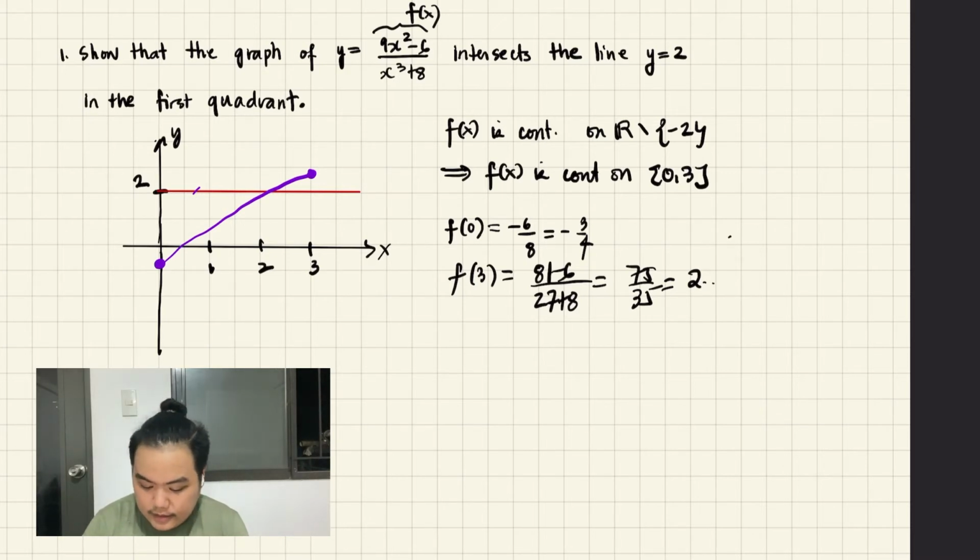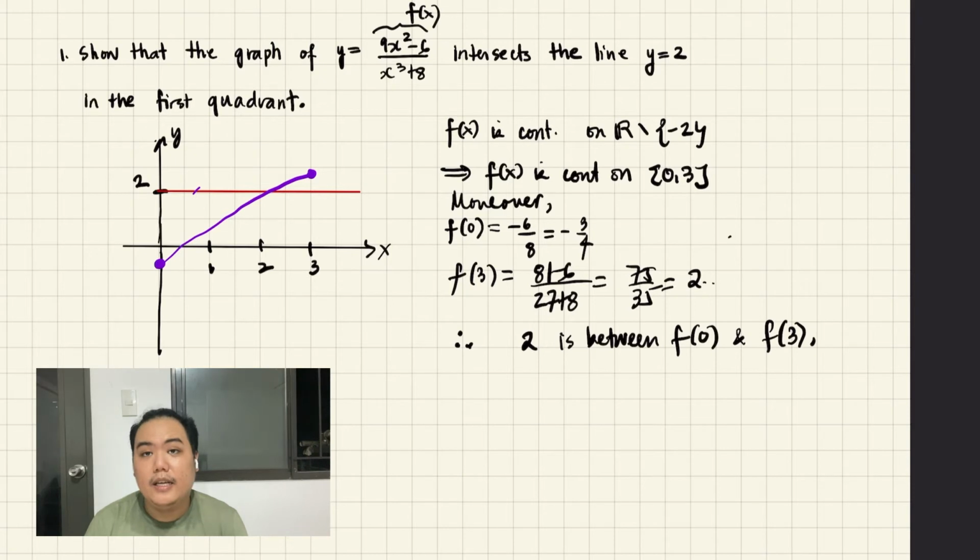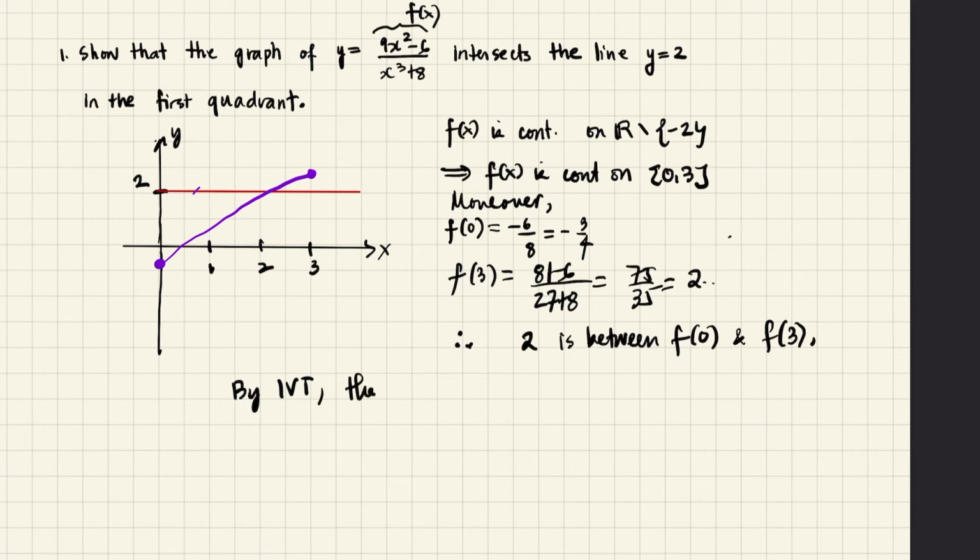Tapos, moreover, itong f of 0 is negative 3/4, f of 3 is 2. So, therefore, yung 2 mo, siya yung k, is between f of 0 and f of 3. So, by IVT, there exists a C between 0, 3 such that f of C mo ay equal to 2.